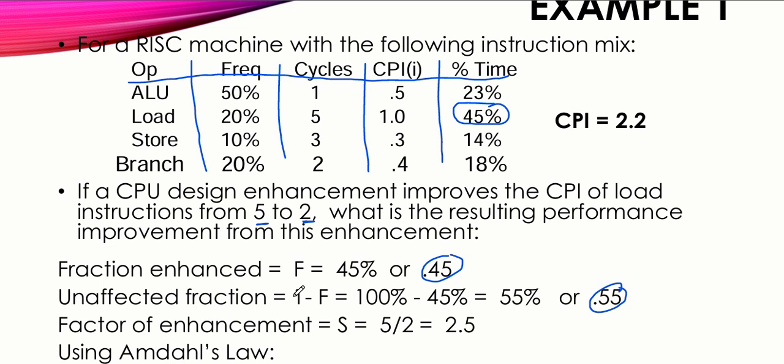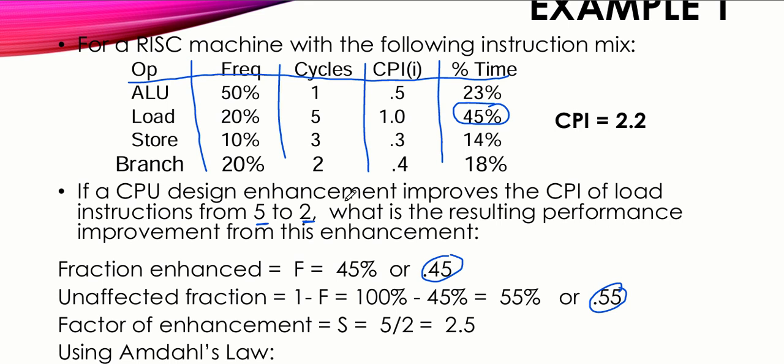Now we come to look at the factor of enhancement, right? It's a bit of a long talk, but do you remember that performance is inversely proportional to execution time? And execution time is directly proportional to the CPI, which means that performance is inversely proportional to the CPI. So the new performance over the original performance will be equal to the old CPI over the new CPI.